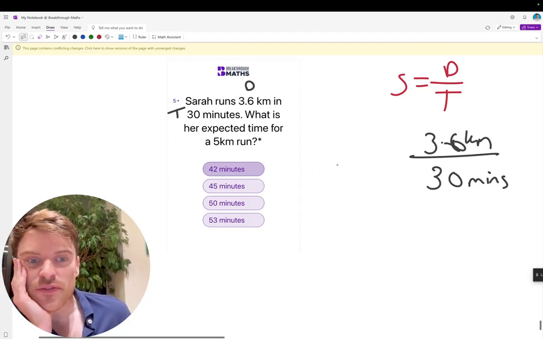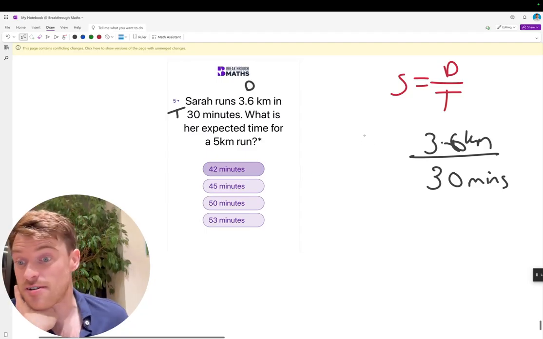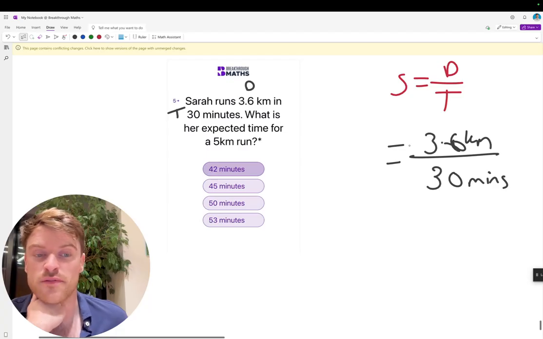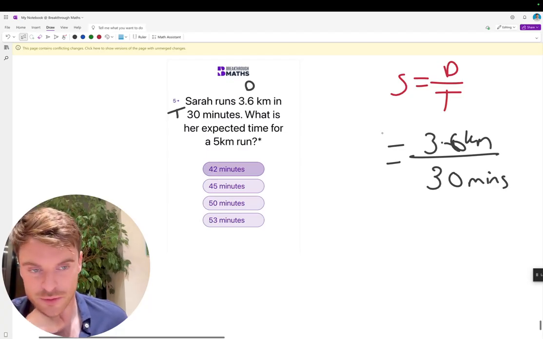What is the expected time for a 5-kilometer run? This is harder. So that's her speed, so you can find out the speed for that first. This is harder, so you're going to find out the speed for that then.